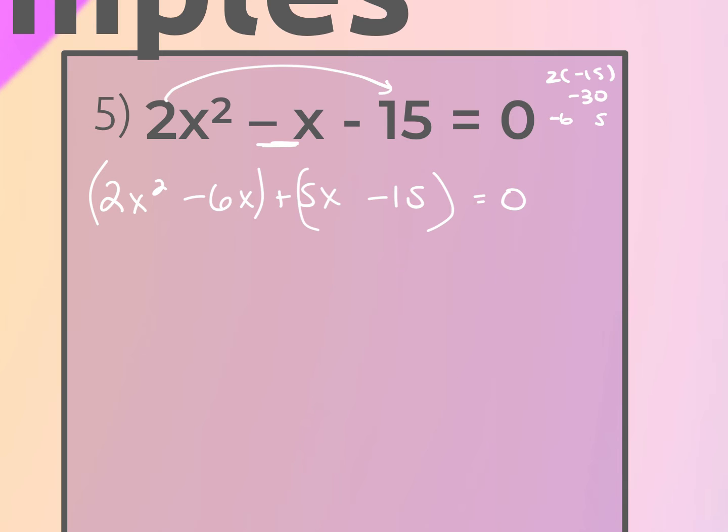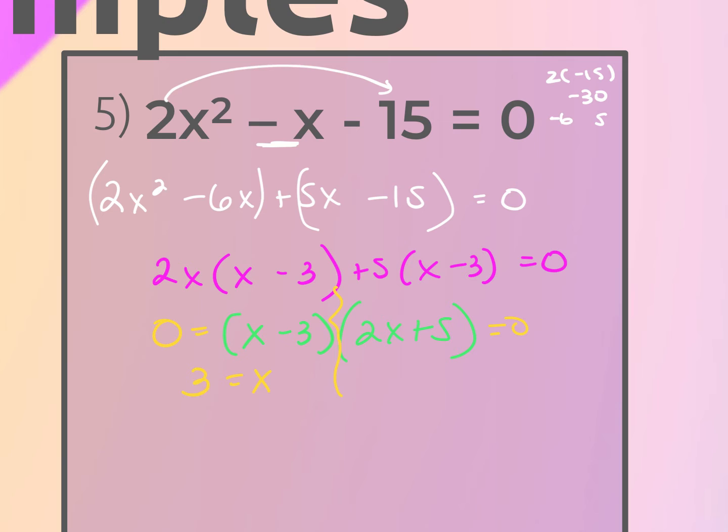So first set of parentheses, you can take out what? Good. Second set, positive 5. Take out the x minus 3's and group together the 2x plus 5. Split them and set them each equal to 0. x equals 3 on the left. 2x equals negative 5, and x equals negative 5 halves from the right.